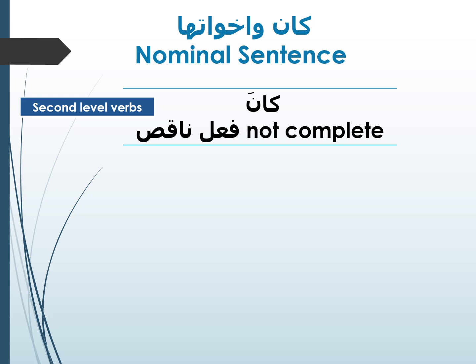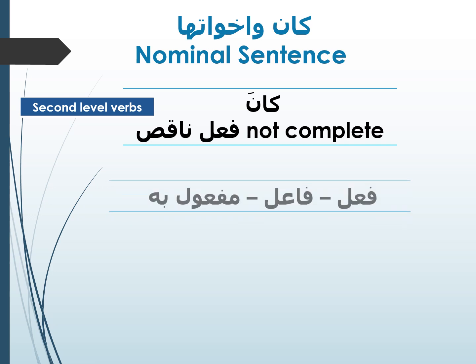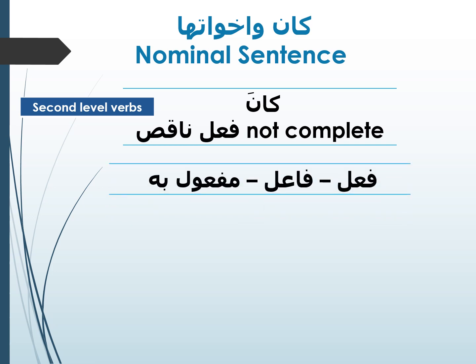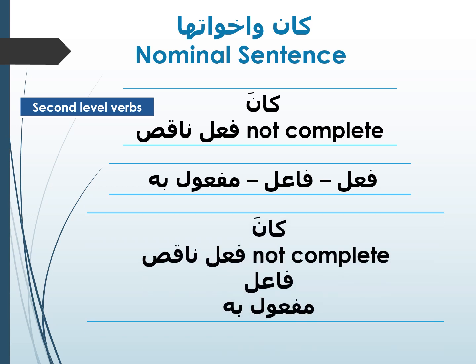كان is فعل ناقص. And let's say we treat كان as second level verb. Why كان is فعل ناقص? Why كان is not complete? When you write a sentence, you have فعل, you have verb, you have فاعل, subject, you have مفعول به, direct object. But when it comes to كان is فعل ناقص. There is no فاعل and there is no مفعول به. That's why they call it كان فعل ناقص. It is not complete.